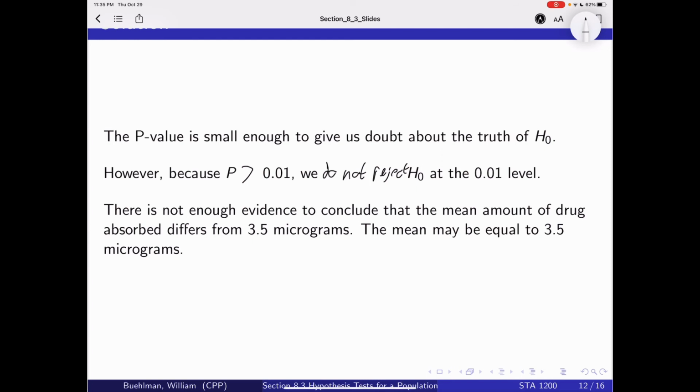So here's our big conclusion. There is not enough evidence to conclude that the mean amount of drug absorbed differs from 3.5 micrograms. The mean may be equal to 3.5 micrograms, we don't know, but we're just saying there's not enough evidence to say that it differs from that.